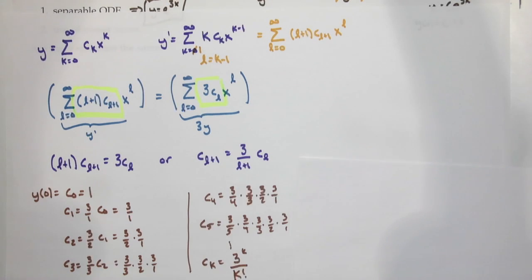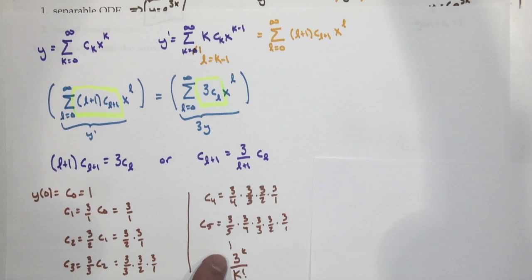And you keep that going. So c_4, we start seeing the pattern. It's 3 over 4 times 3 over 3 times 3 over 2 times 3 over 1. c_5 is 3 over 5 times 3 over 4 times 3 over 3 times 3 over 2 times 3 over 1. And all the way down. And they say, well, look, in our numerators, we get bunches of 3s. In our denominators, we get things like 4 times 3 times 2 times 1, or 5 times 4 times 3 times 2 times 1. We know these things.